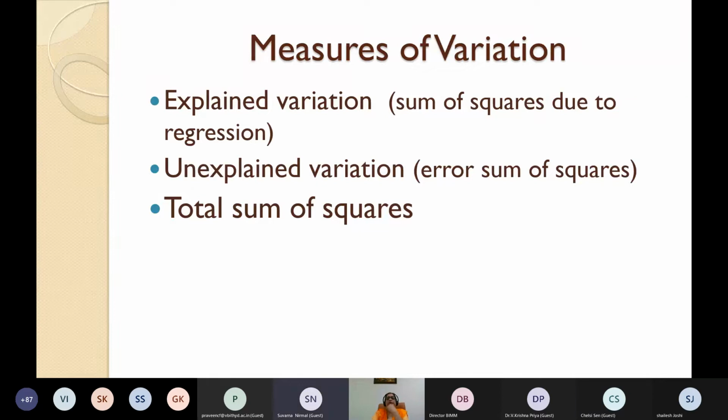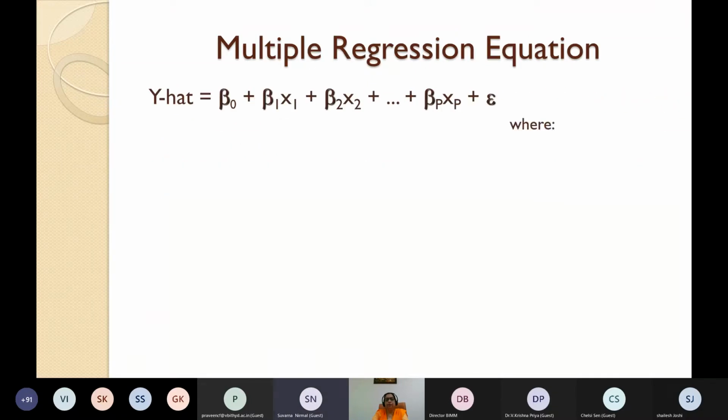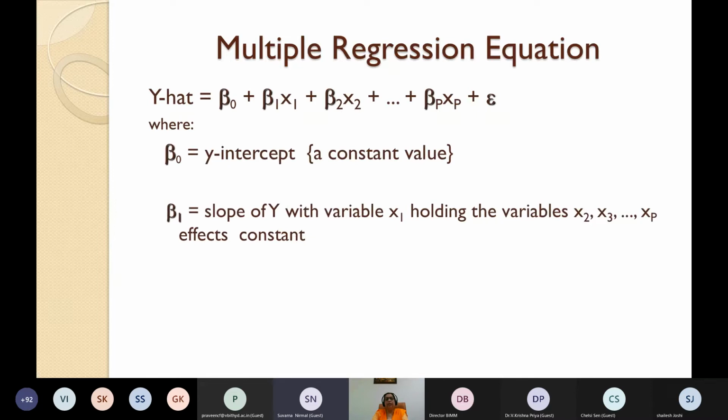So different measures of variation, as you studied yesterday. One is the explained variation, and another is the unexplained variation, and then you try to find the total sum of squares due to regression and the total sum of squares of error. This is the multiple regression equation wherein beta 0 is the y-intercept, a constant value, and beta 1 to beta p are the different slopes or coefficients of the different independent variables.